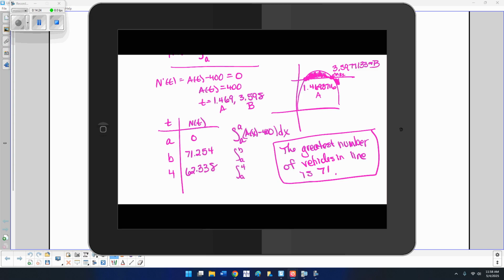1.4 considers n prime of t equals 0. Don't forget to write that. 1 point for finding these two values here. 1 point for the answer, which is here. It's also shown here, right? And then 1 point for the justification.